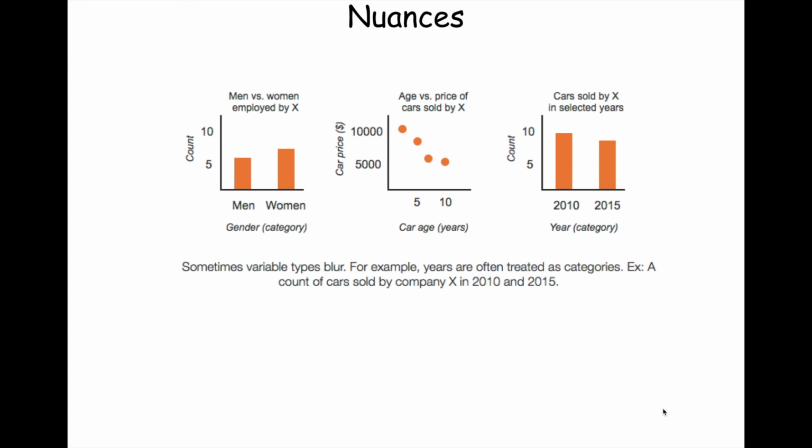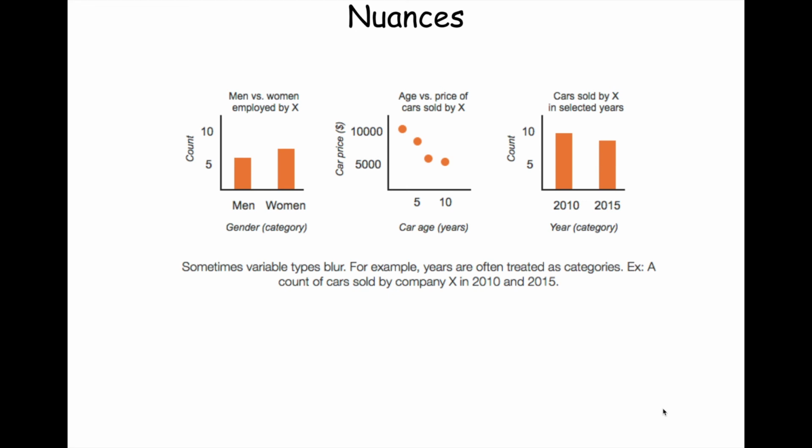So we also have nuances of these things. For every rule, there's a nuanced exception. Let me describe a couple of them. Sometimes these types blur, right? If you're dealing with something like gender, well, those are categorical variables. Sometimes years, well, years are numbers, so you can treat them as discrete quantitative variables, but other times years are categories. You can treat a year like a categorical variable.